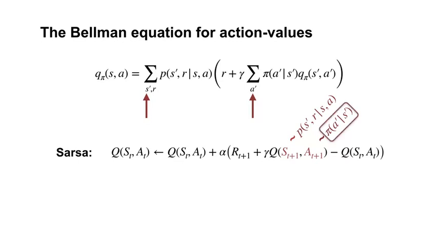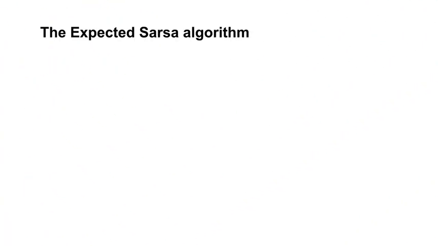But the agent already knows its policy, so why should it have to sample its next action? Instead, it should just compute the expectation directly. In this case, we can take a weighted sum of the values of all possible next actions. The weights are the probability of taking each action under the agent's policy. Explicitly computing the expectation over next actions is the main idea behind the Expected Sarsa algorithm.